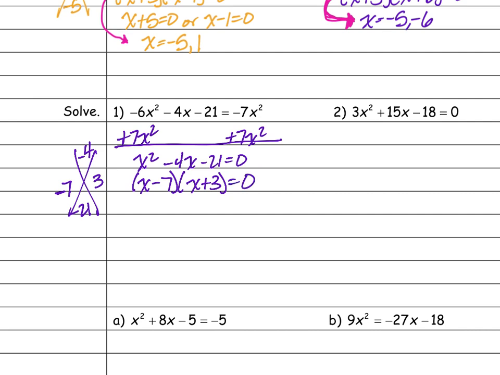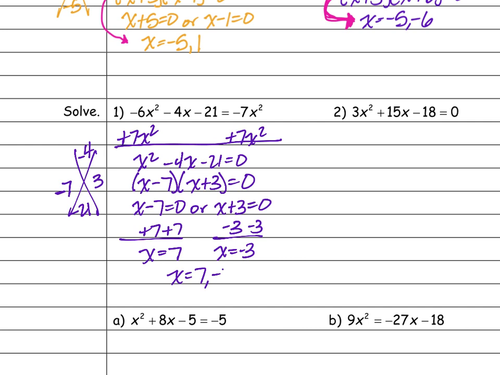So my answer is, I have two things multiplied together that equal 0. So that means that either x minus 7 equals 0 or x plus 3 equals 0. Now I solve for x, so I'm going to add 7, and I get x equals 7, and I'm going to subtract 3, and x equals negative 3, so x is going to equal 7 comma negative 3.